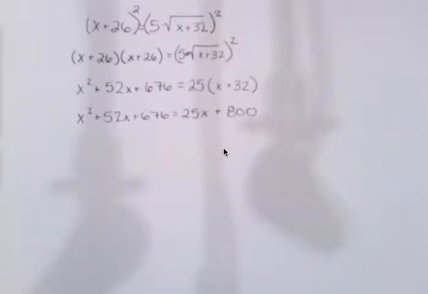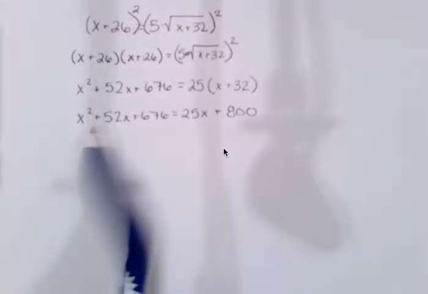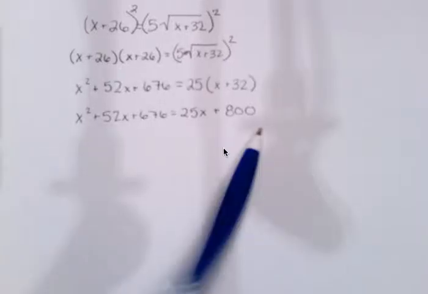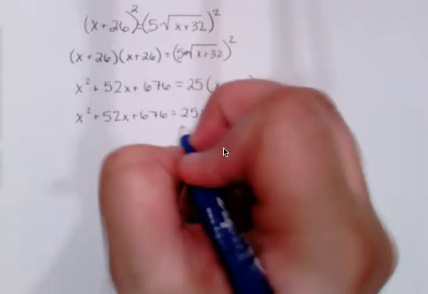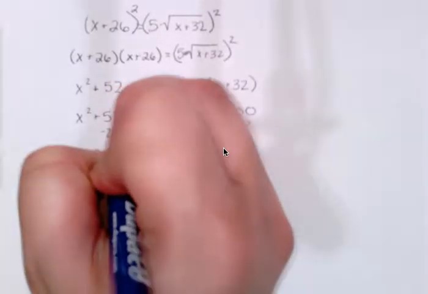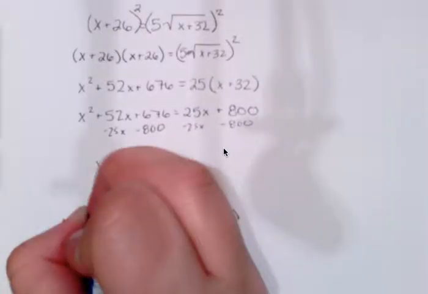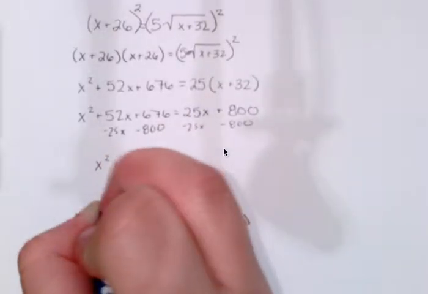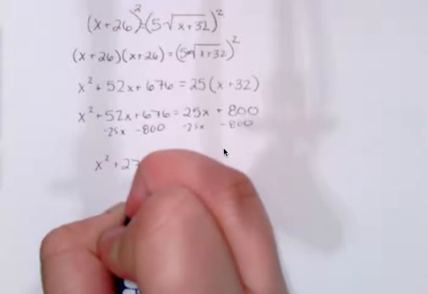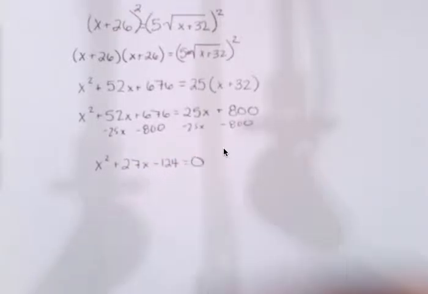So then, remember, our goal is to get x by itself. So we should probably move all the x's to one side. And since this is a quadratic, because I have this x squared, I'm going to move the 800 over as well. So if I go ahead and subtract all of that from both sides, we would get x squared plus 27x minus 124 equals 0.